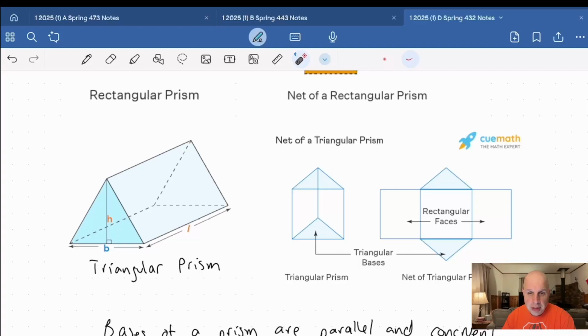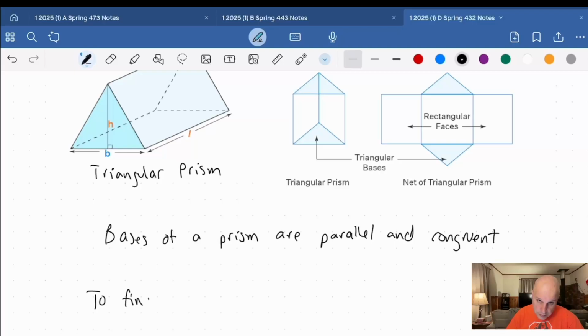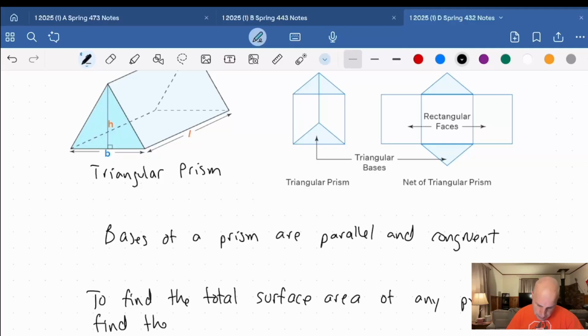So to find our surface area of any prism, to find the total surface area of any prism, find the area of each face and add them up.